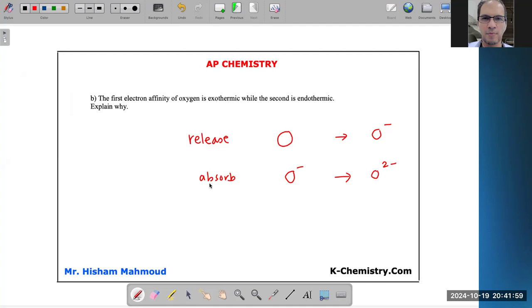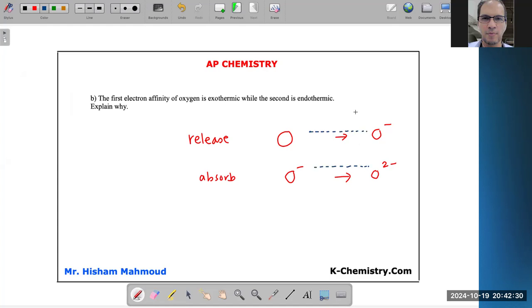Let's see the explanation. Do you know the explanation, Mariam? Breaking a bond. So here it is releasing heat, but here it is absorbing heat. Why is that? Because you make a bond. Okay, good. I will make a bond anyway, between the electron and the atom. Between this electron and the atom.